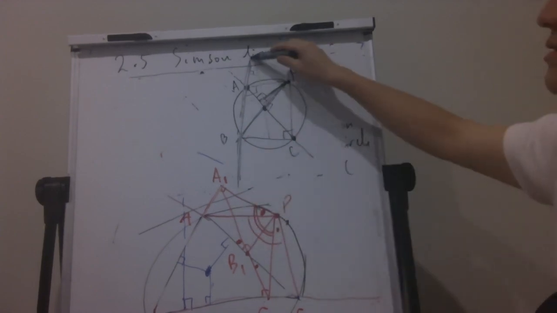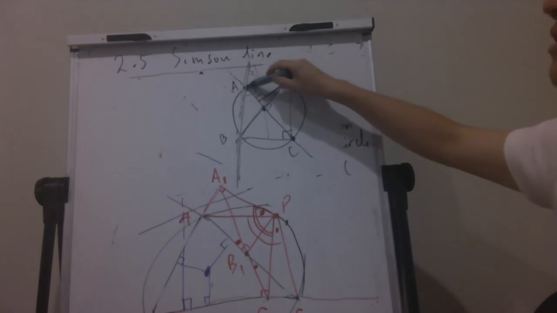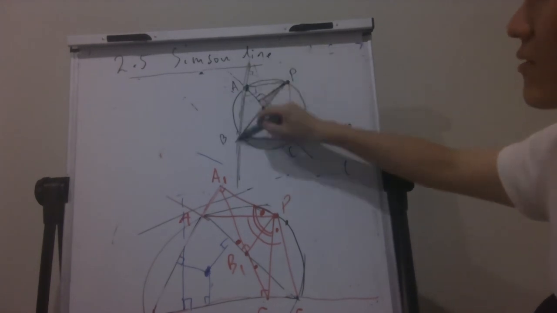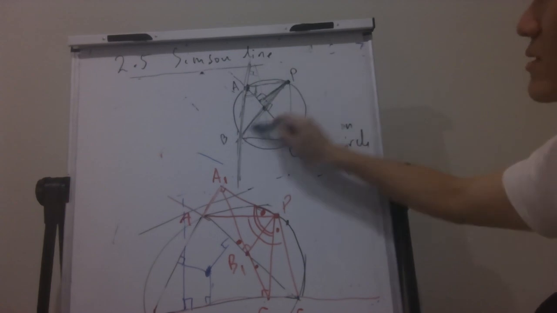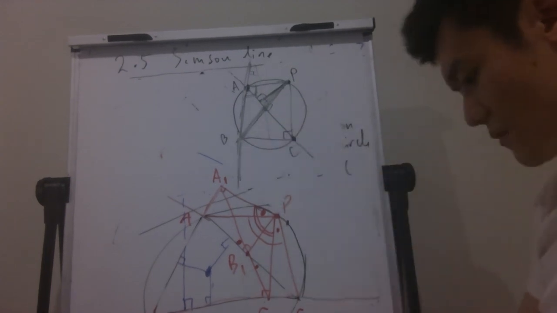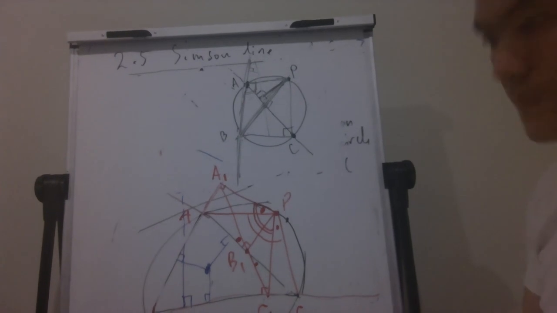It has to lie on BA and it has to lie on CA, so it has to lie on A. So it makes a right angle at A, and that means BC must be the diameter. Oh yeah, you could be a genius. So what's this problem?